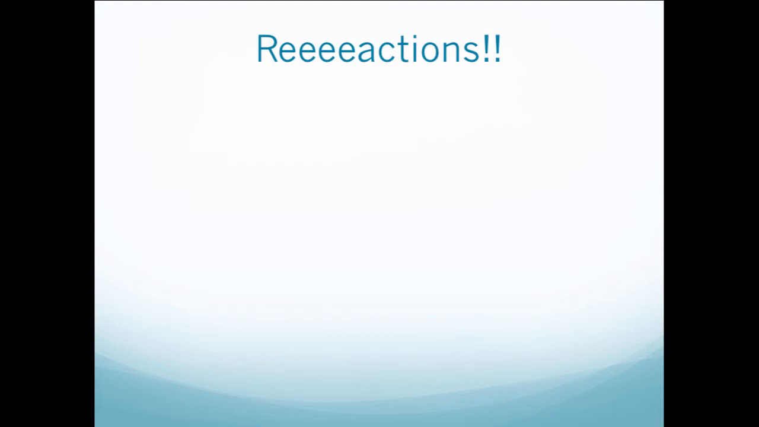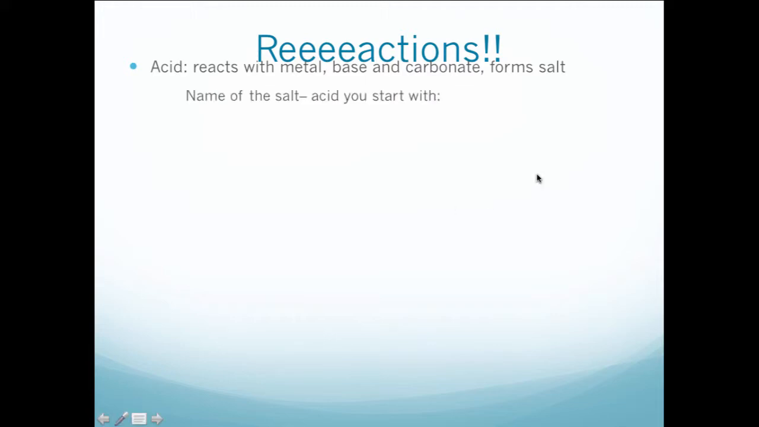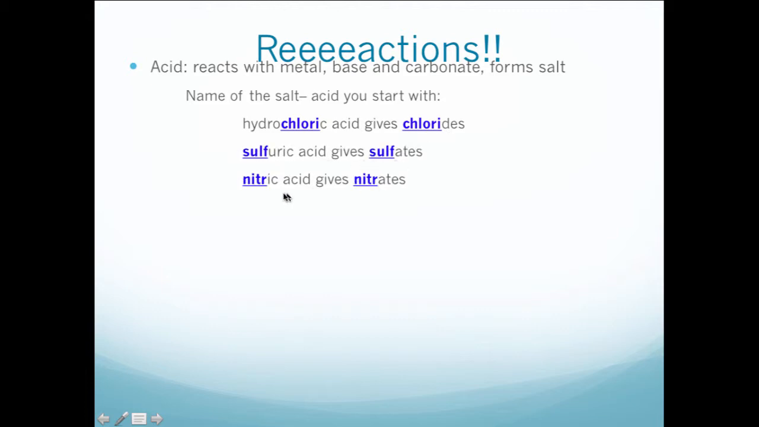We have some exciting reactions that happen with acids and bases. Firstly, acids react with metals, bases, and carbonates. For all three of these reactions, they will form a salt. The name of the salt usually depends on the acid that you start with. For example, hydrochloric acid gives you chlorides. Sulfuric acid gives you sulfates. Nitric acid gives you nitrates. When an acid reacts with a metal, that gives you a salt and hydrogen. That's another byproduct that you will have.